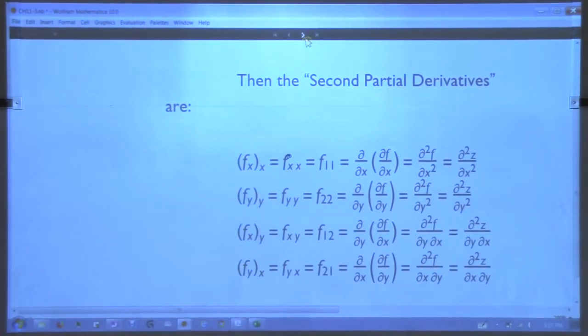I'm sure you're curious, what do these mean? Like, what are these second partials useful for? It's coming.